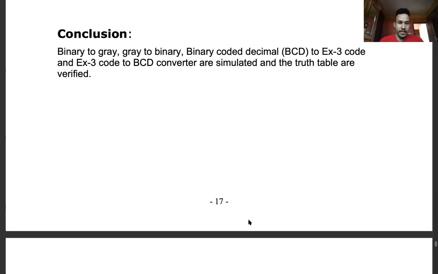And I finally completed it. So in the conclusion, all I did was converting binary to gray and BCD to Excess-3 and vice versa. I also simulated and its truth table is verified.